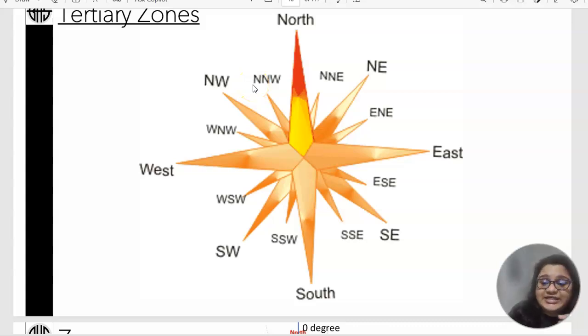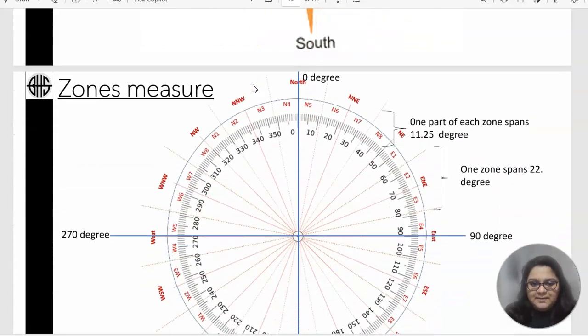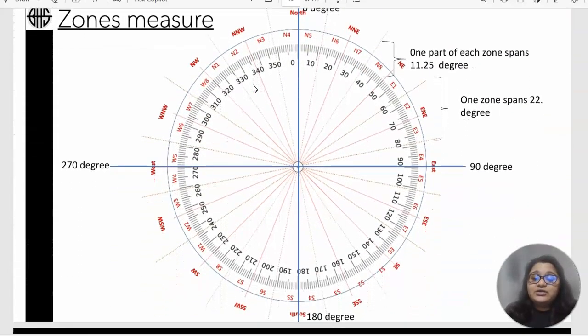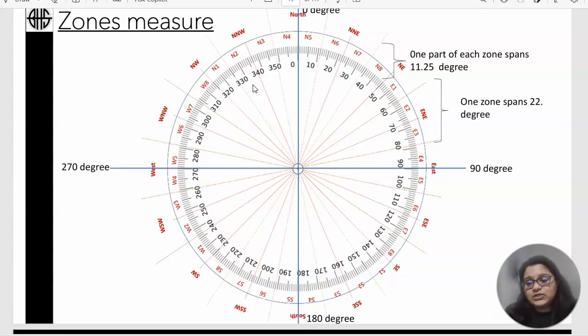your tertiary directional lines. If you have followed me till here, you have been able to understand how we move from the primary directional lines to secondary directional lines to tertiary directional lines. So this is regarding the lines that we have covered. Now let us understand how to figure out the zone that is encompassing the area.